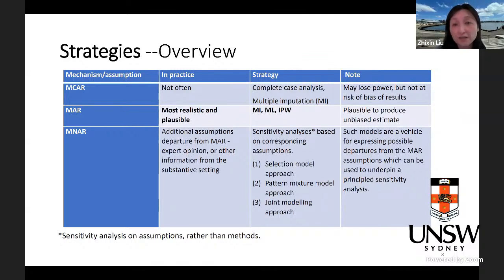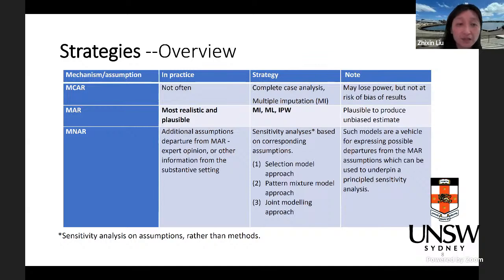So here is an overview table about what mechanism and what strategy we can use. For missing completely at random, like I said, complete case analysis is reasonable. We may lose power, but we are not at much risk of bias in our estimate. In the meantime, multiple imputation can also be used to help improve the power. Either way, we are not at risk of bias, because with missing completely at random, the observed cases can be representative of the whole, including the missing cases.